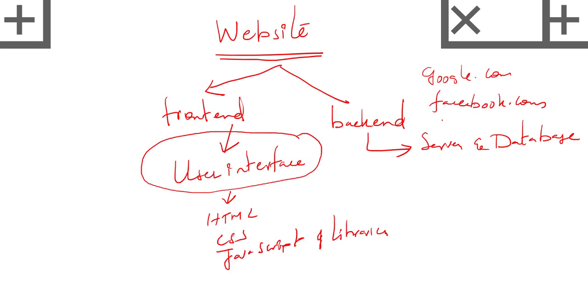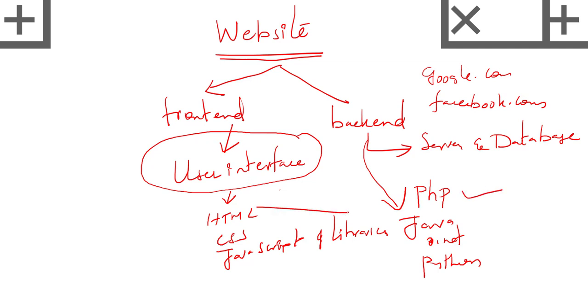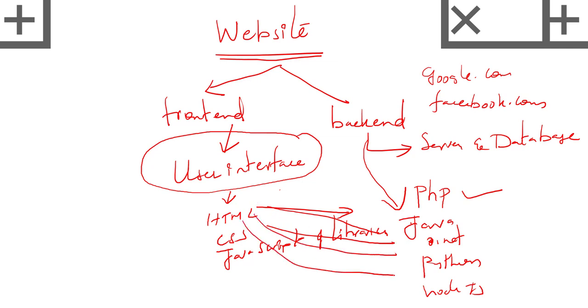Now you understand what the front end is. Let me explain the back end also. Back end technologies include PHP, Java, .NET, Python, and Node.js. We have so many. If you develop a website in PHP, HTML is needed. If you develop in Java, HTML is needed. .NET, HTML is needed. Python, HTML is needed. Node.js, HTML is needed.